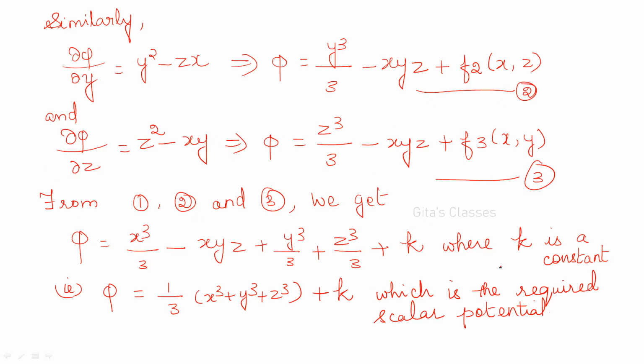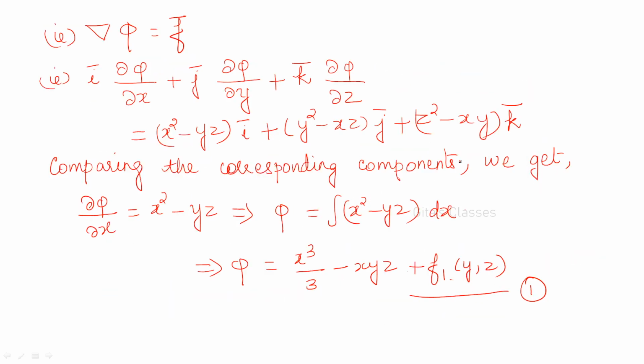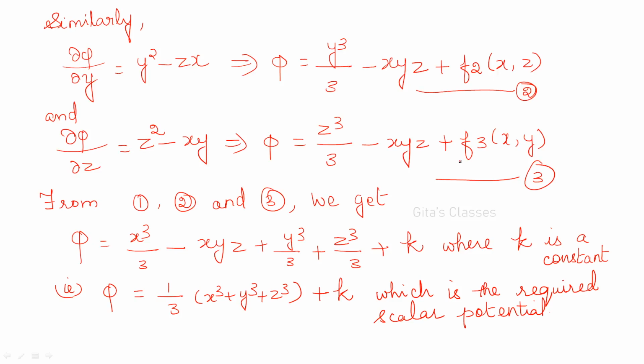Similarly, dou phi by dou y is equal to y squared minus zx. So in the place of constant, this is partial differentiation with respect to y. Therefore, in the constant, you can have x comma z. Similarly, dou phi by dou z is z squared minus xy, and here again f3 of x comma y. So we have three equations now, three phi, all are phi only. So we have to combine all the three.